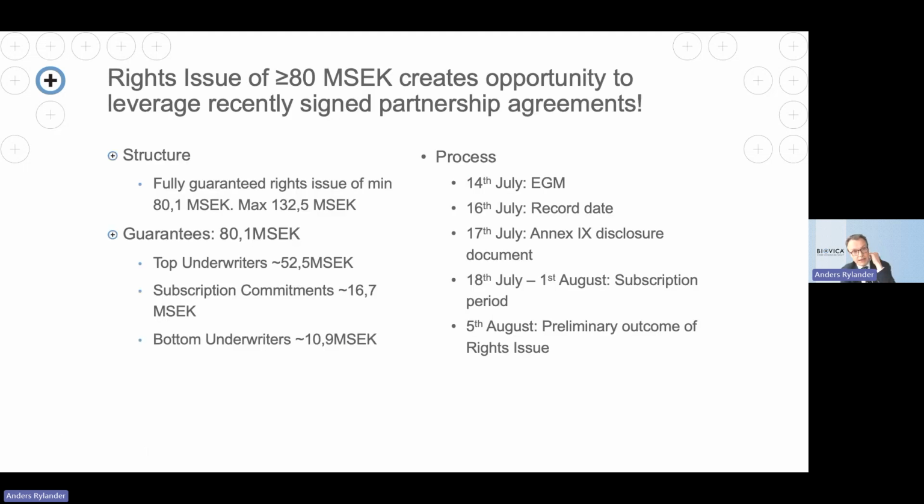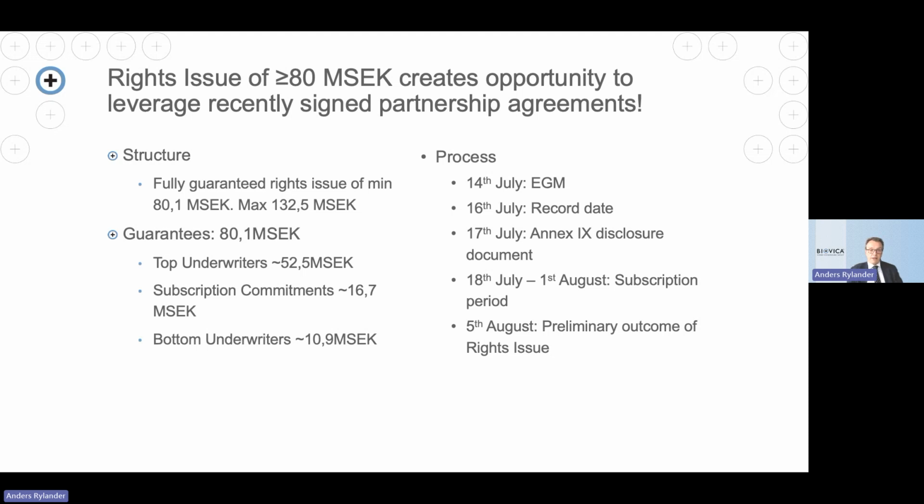A few words around the rights issue. It's fully guaranteed at 80 million. That gives an opportunity for us to leverage recently signed partnership agreements that Anders has walked you through. The structure is that the rights issue is on 80 million. And then on top of that, if the rights issue is fully subscribed, there will be a direct issue to the top underwriters of another 52.5 million Swedish. So all in all, the maximum proceeds could be 132.5 million Swedish kronor.